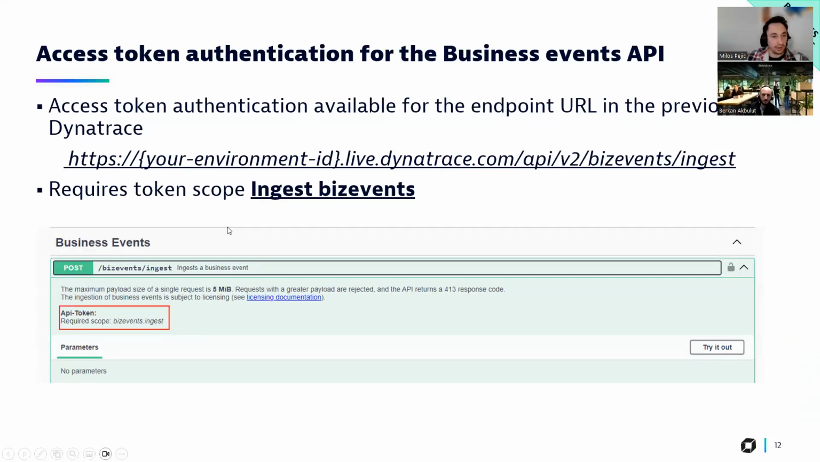Yes, we have another API-based update. The scope busy-events.ingest is available for the old platform when accessing this endpoint here. So in terms of API generation or creation, it's just one more scope that is available.